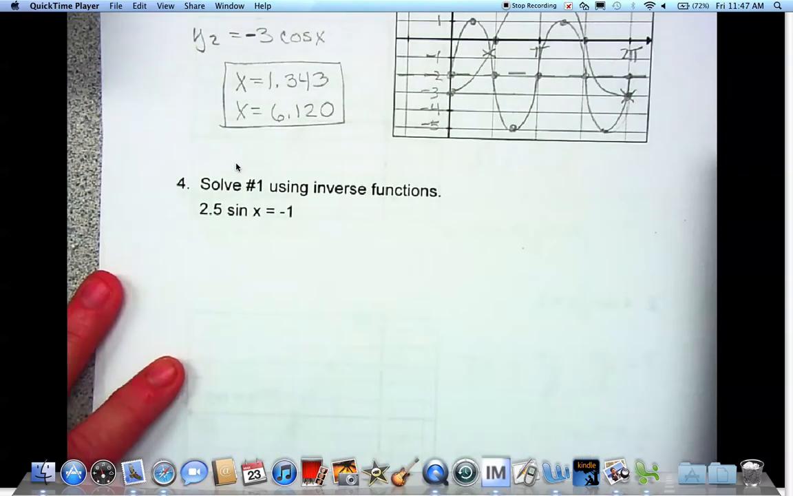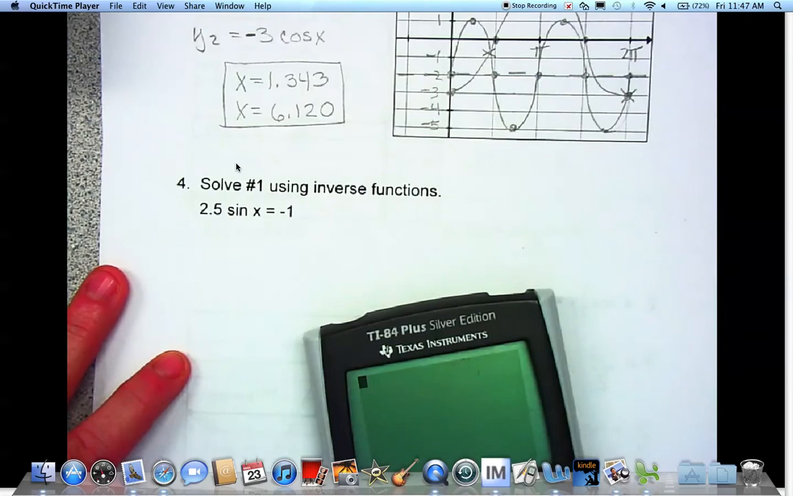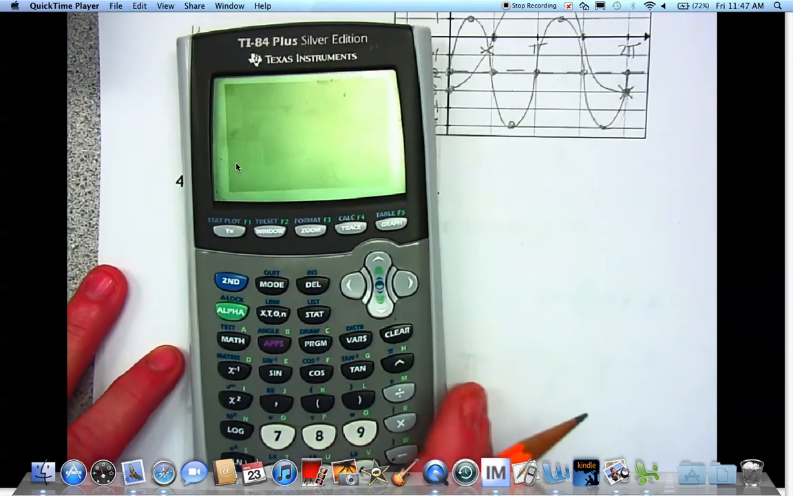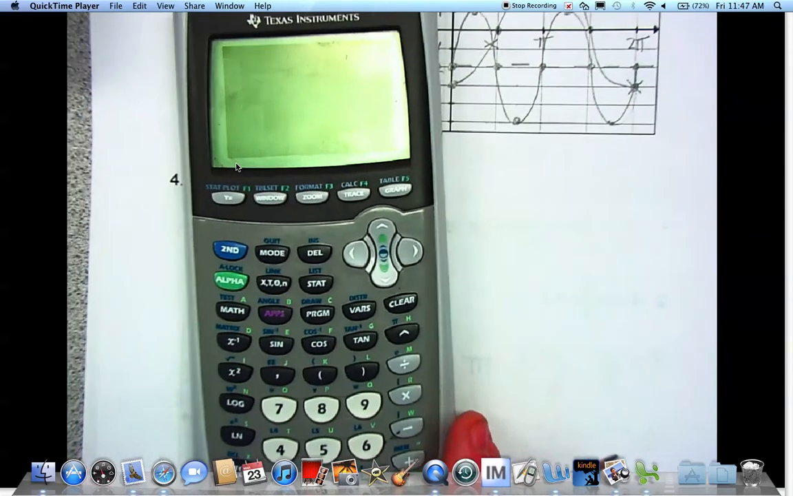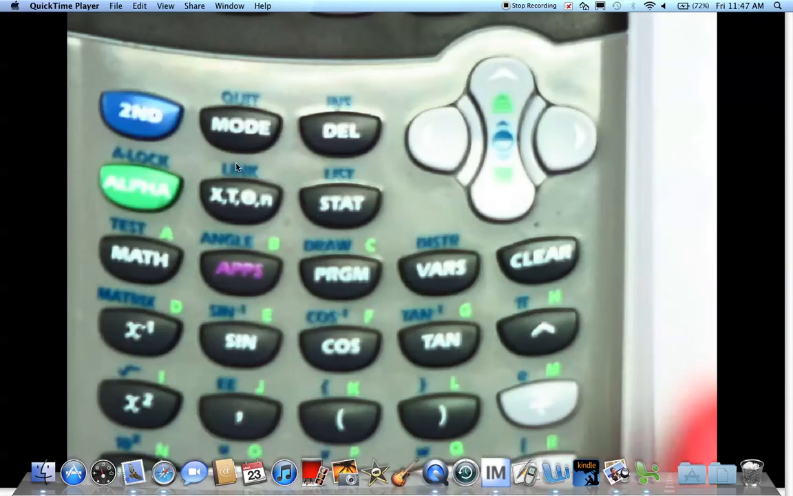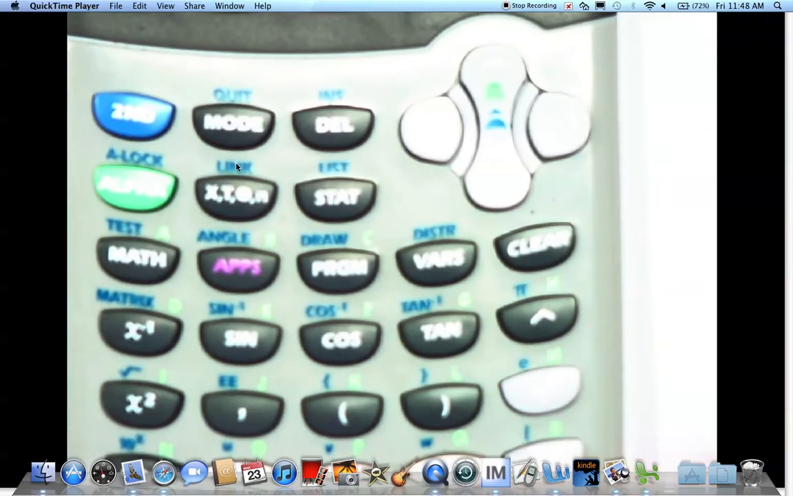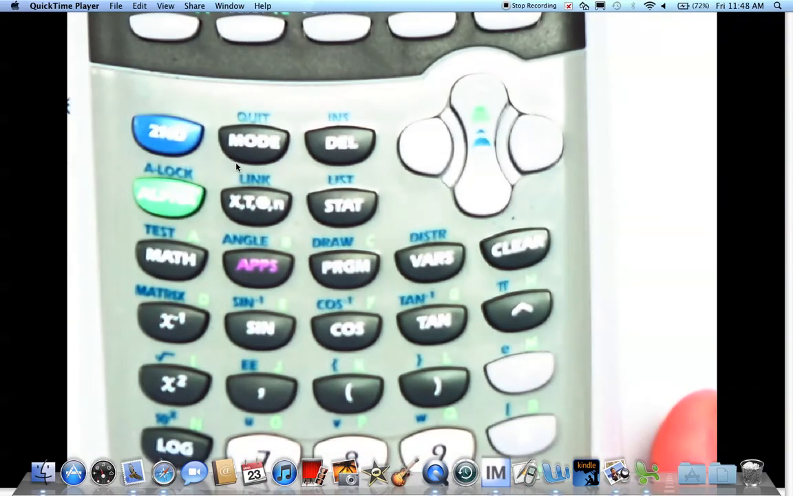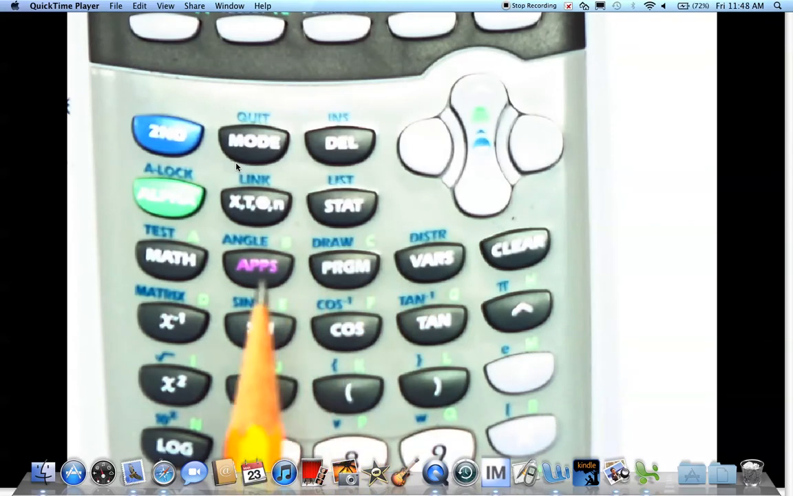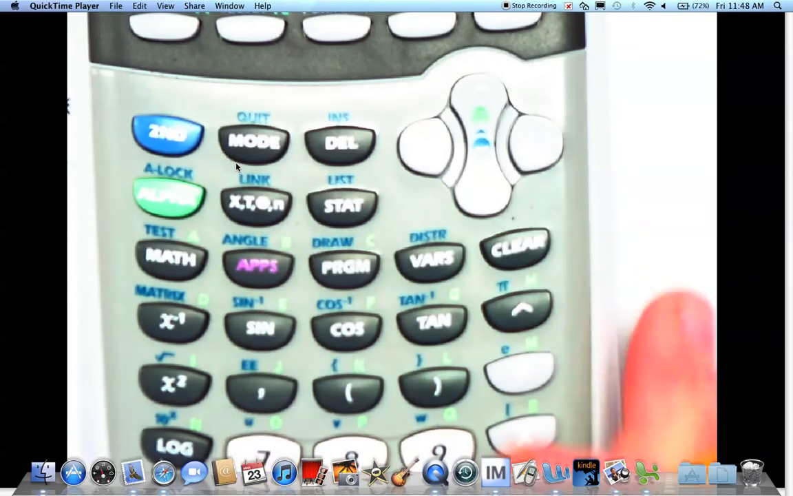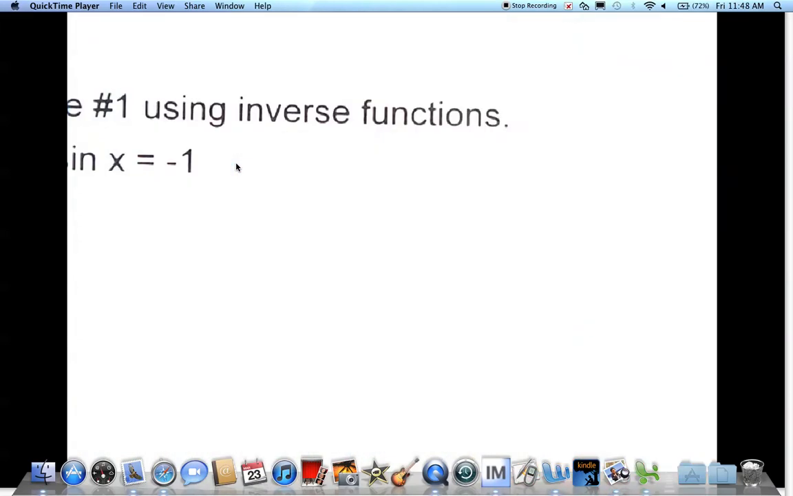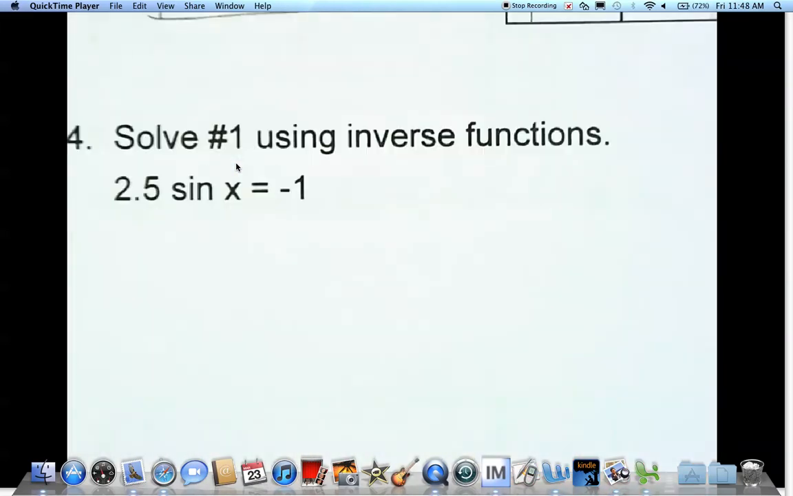Okay. Where is the inverse sine function on the calculator? Anybody know? Second sine. Yes, right here. It's right here above the sine. We've done this before, a long time ago.